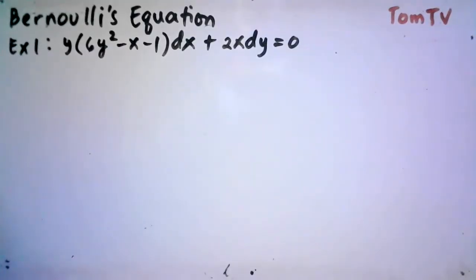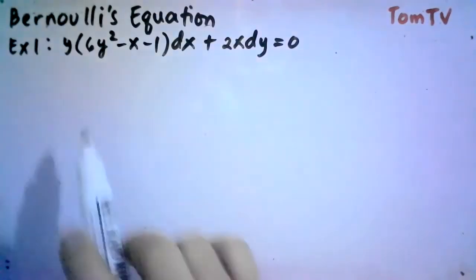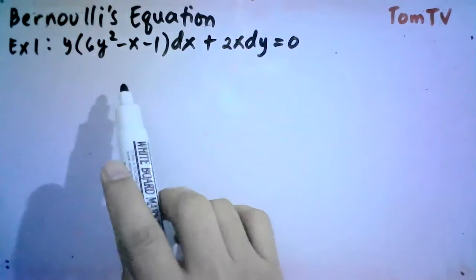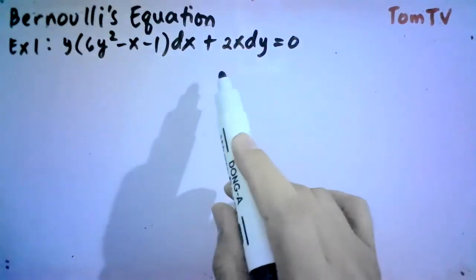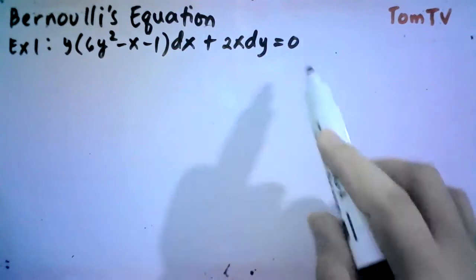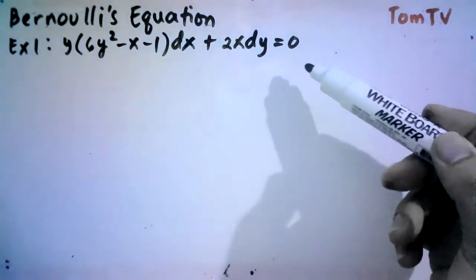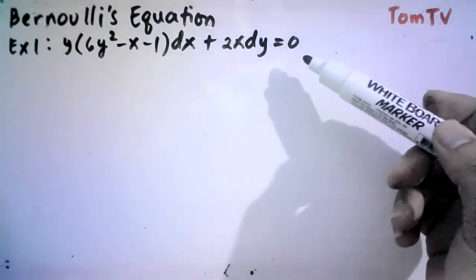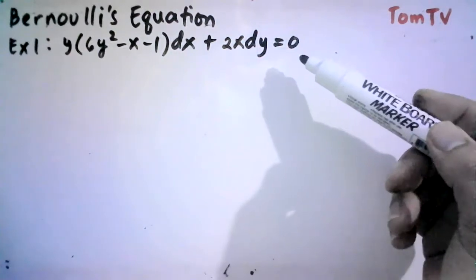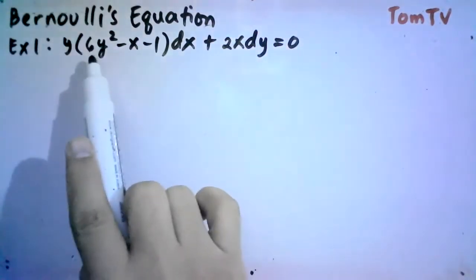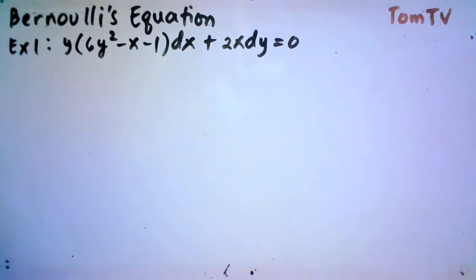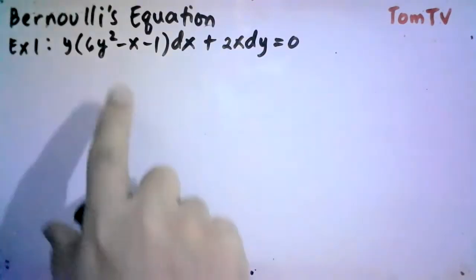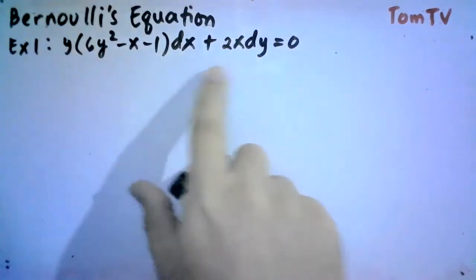Okay, we have our example number 1: y times (6y squared minus x minus 1) dx plus 2x dy is equal to 0. If you have noticed, we cannot solve this equation using separation of variables because we have a combination of 6y squared minus x minus 1. Also, we cannot solve it using a homogeneous equation because the degrees are not equal.